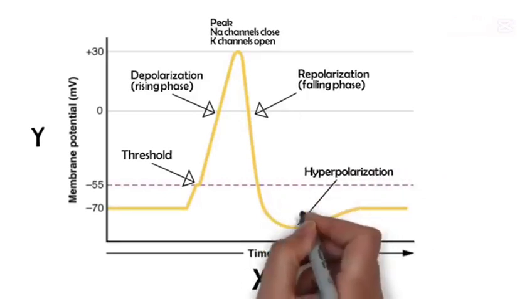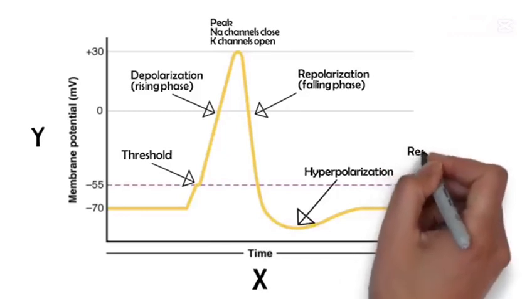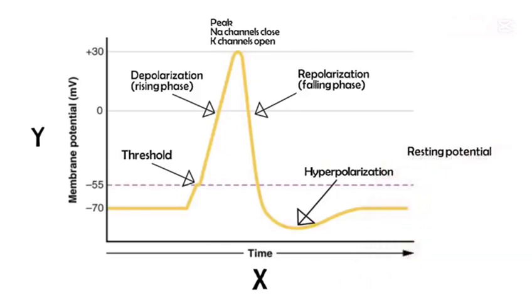During this phase, known as the refractory period, it's very difficult to cause the neuron to fire again. Eventually, the potassium channels close and the membrane returns to resting membrane potential, ready to be activated again.